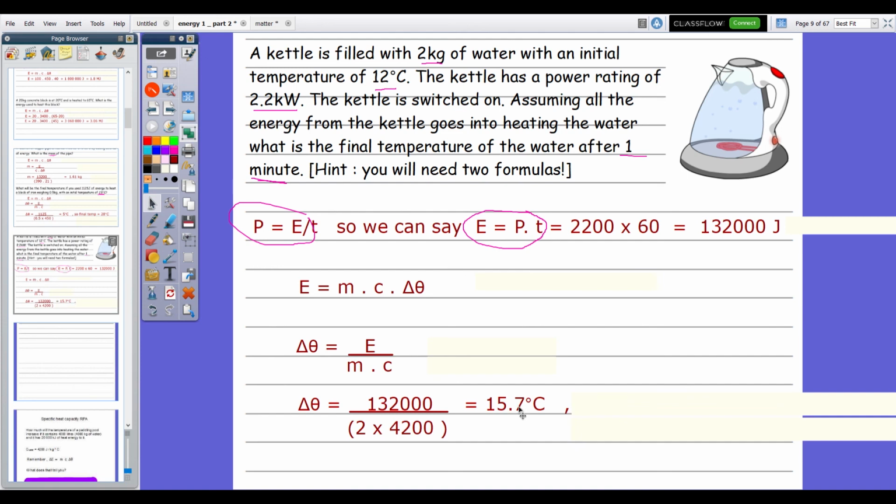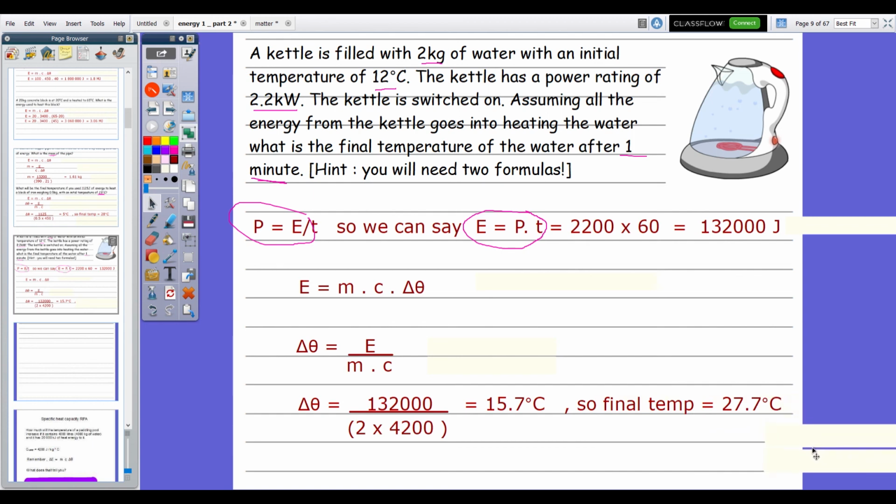But don't forget, just as in the last question, that's not the answer, because you've been asked to calculate the final temperature, and this is the temperature change. That's what the delta means again. The delta theta means temperature change. So we started off at 12 plus that. 12 plus 15.7 becomes 27.7 degrees C, or you could go for 28. I think that 28 would be fine for that one as well.